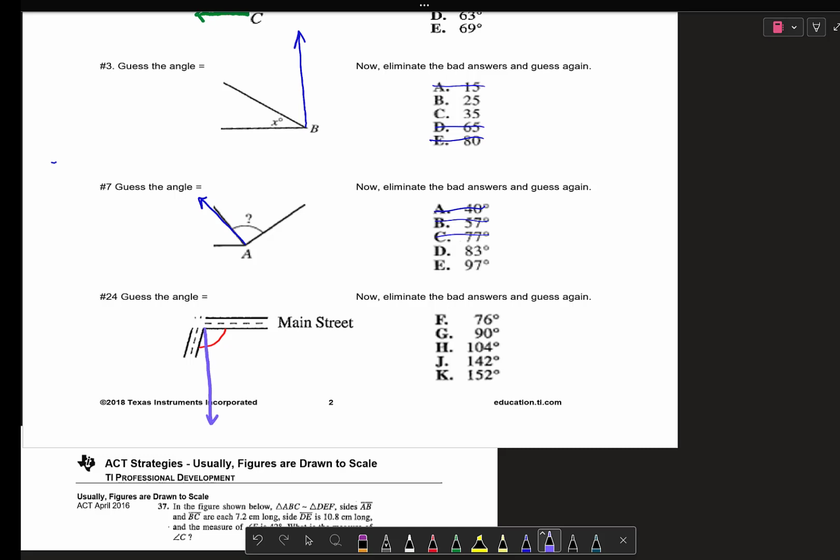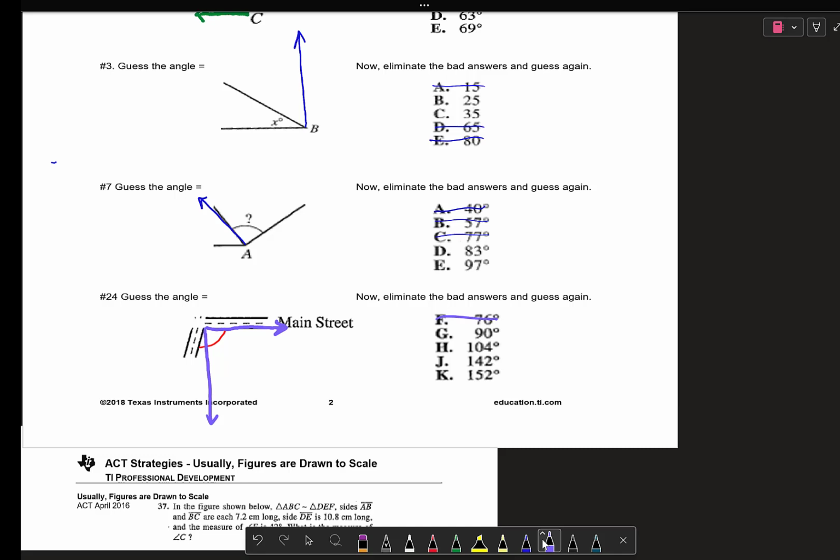90 degrees would be roughly this. It's not perfect. That's why that piece of paper would be helpful. You could have a perfect 90-degree angle. This is an L that's a little more obtuse. So obviously we've gone over 90 degrees with this angle.